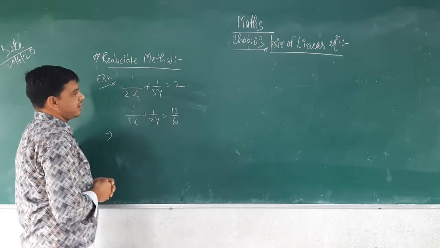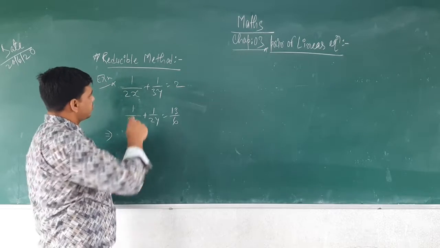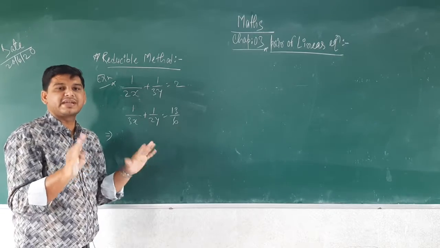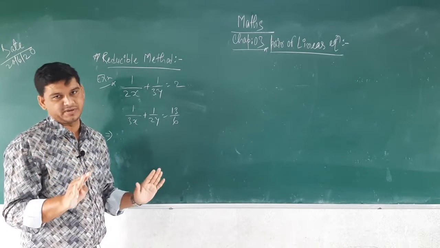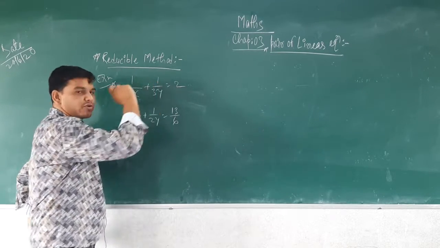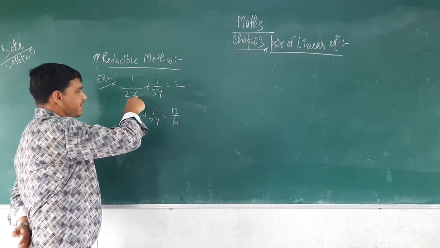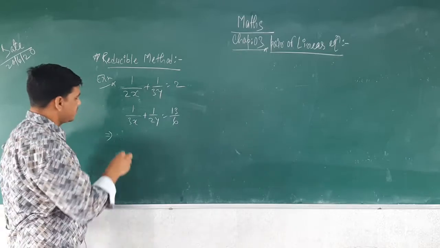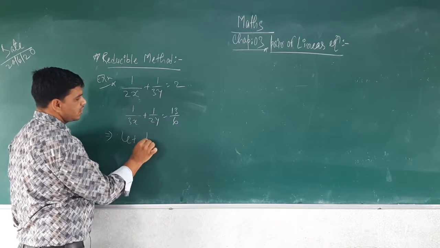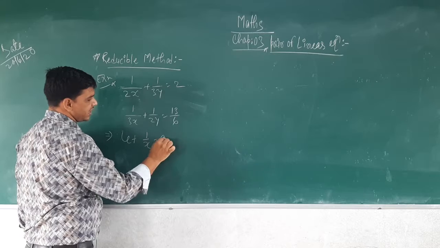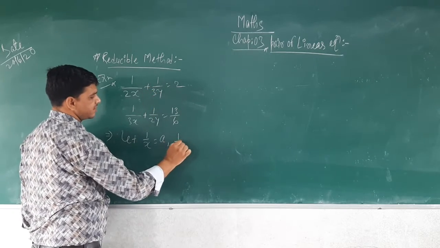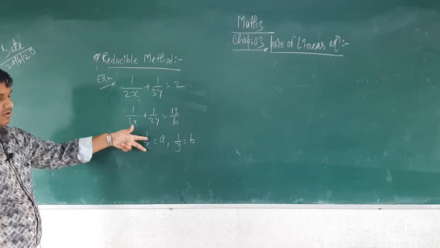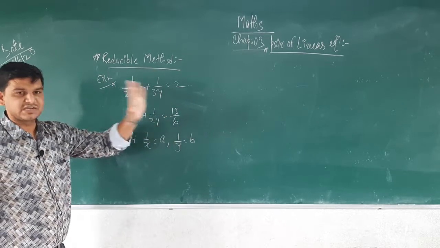So first of all, in these two questions we have to remove the denominators x and y, because we don't need the variable in the form of a denominator. So the denominator is x and the numerator is 1. We have to suppose the value: let 1 upon x is equal to a, and 1 upon y is equal to b. That we have to suppose.